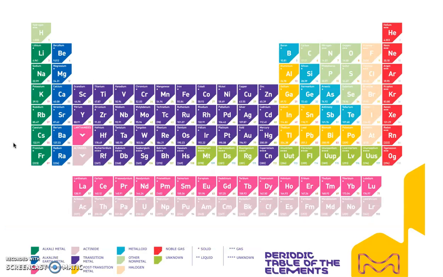Okay, so here are the yellow elements. These are the other or poor metals. Okay, they are below the metalloids.